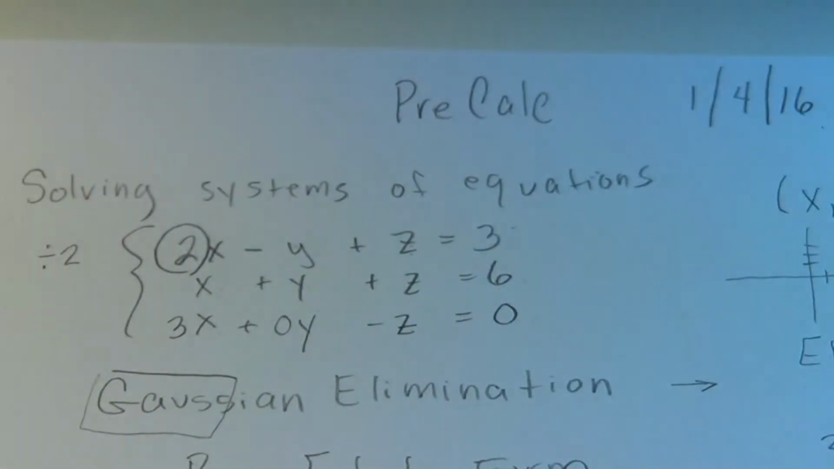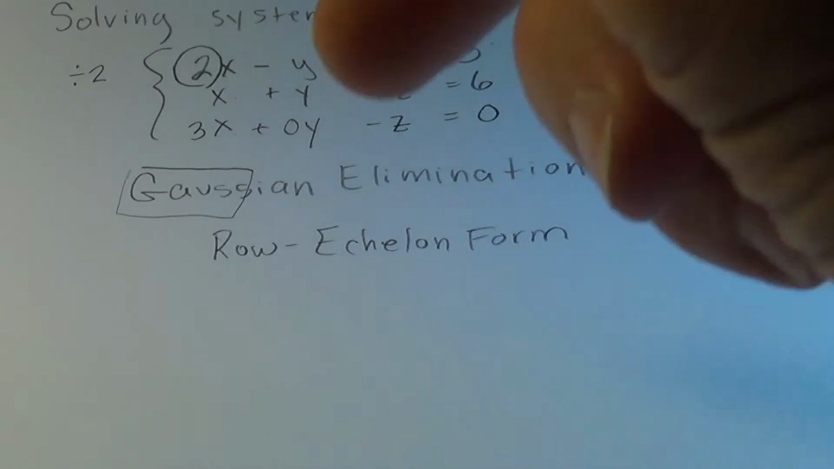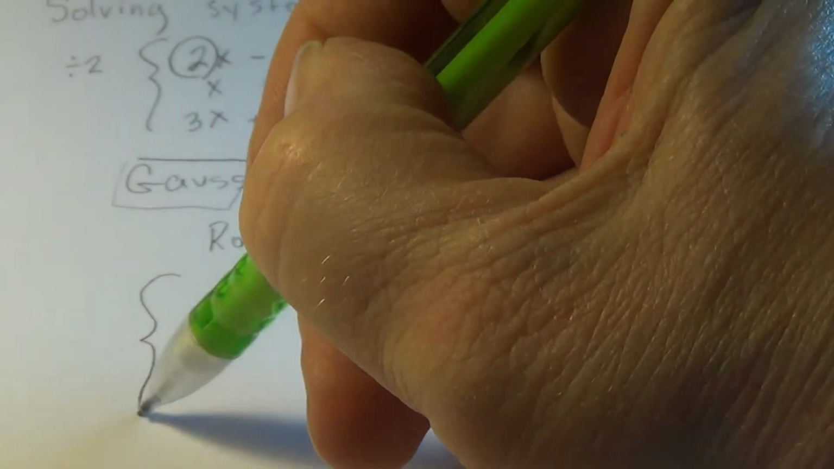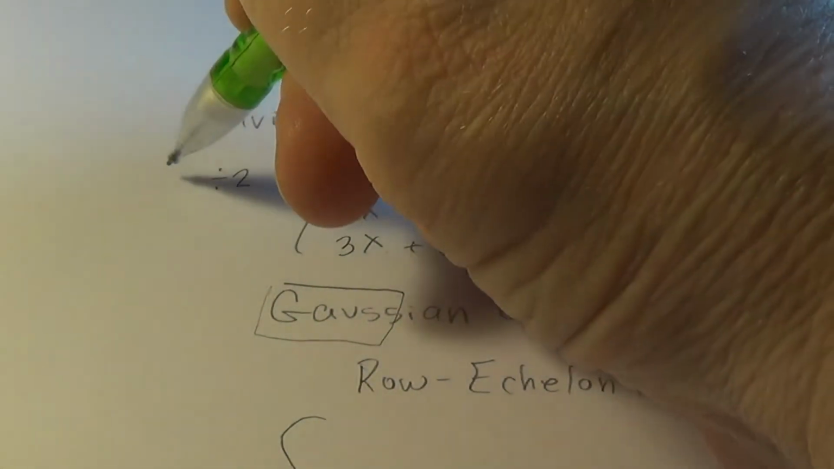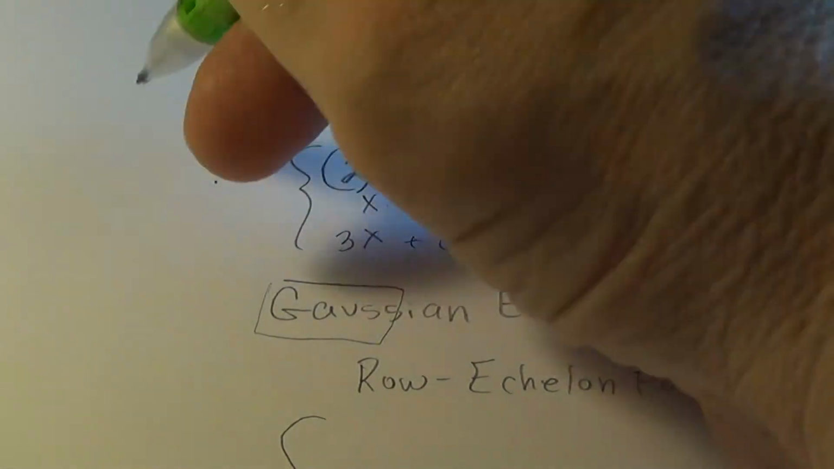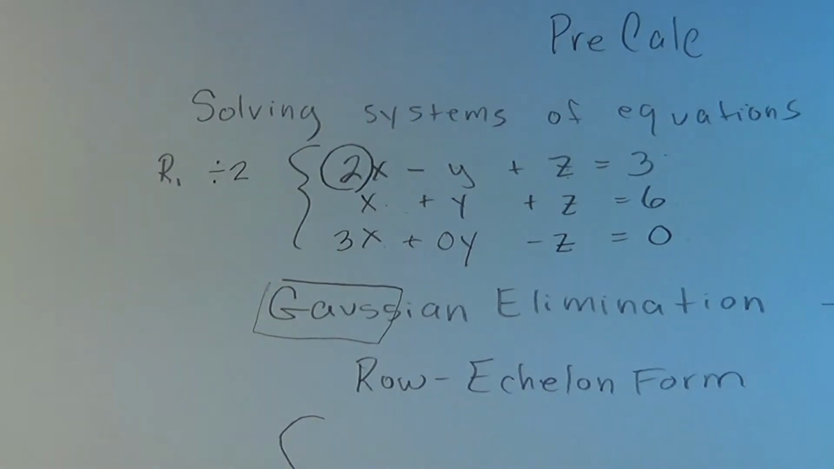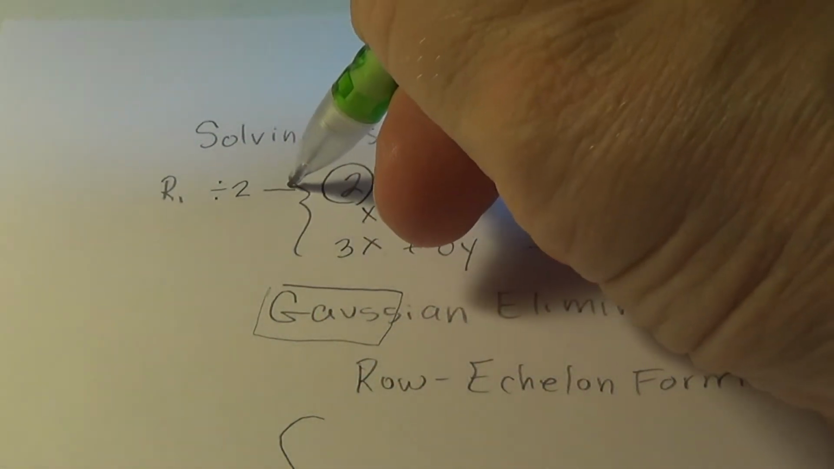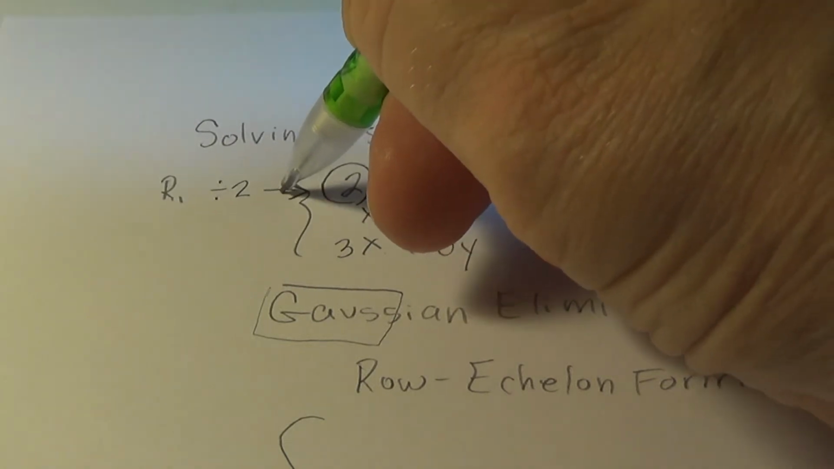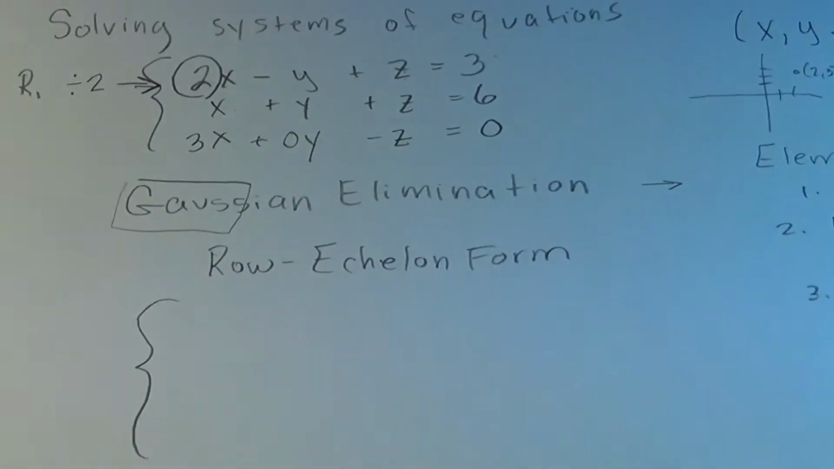So I'm going to actually ask you to write down what you did in order to get the new equation. So down here, I'm going to take row 1. They're really equations, but I'll just call them rows 1, 2, and 3. So row 1, I'm dividing by 2. This one is going to change, so I'm going to point an arrow at it. If you would do that, it would help me grade your work.